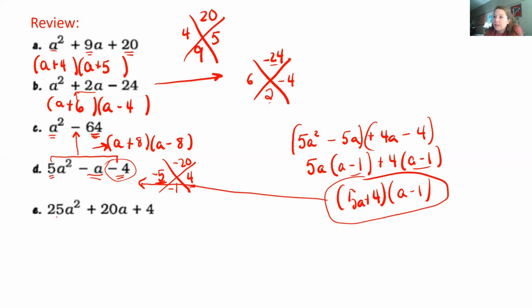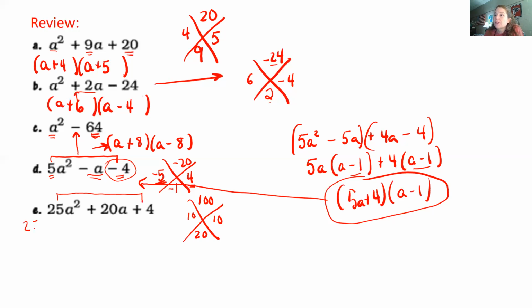Now, letter E, the first thing I notice is I can divide this whole thing by 4. No, I can't. 4 won't go into 25. So never mind. All right, so we are going to use the AC method. So 25 times 4 is 100. So we need 2 numbers that multiply to give us 100 and add to give us 20. So that would be 10 and 10, I believe, right?